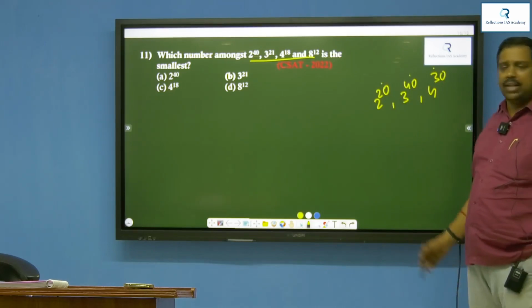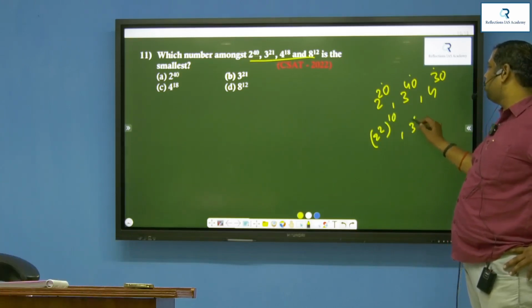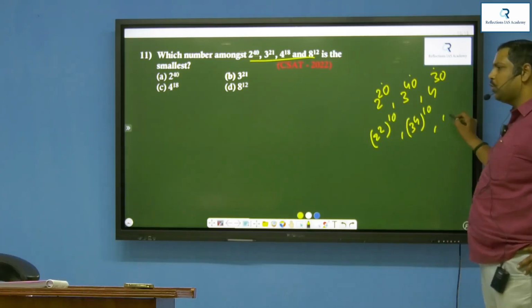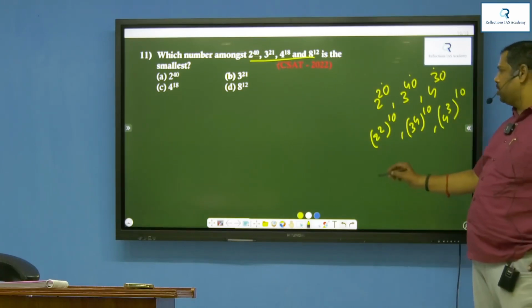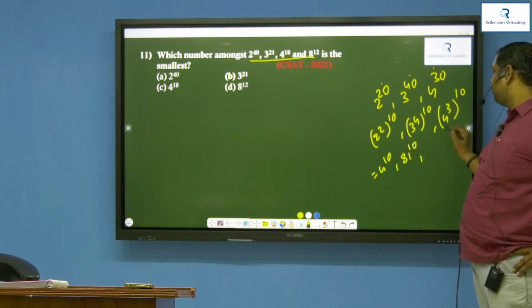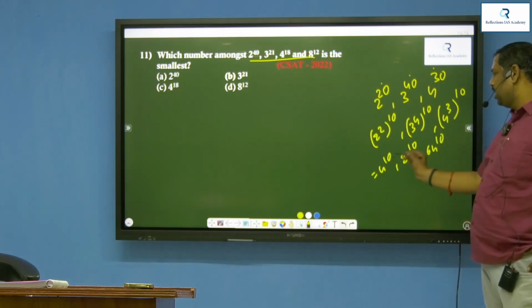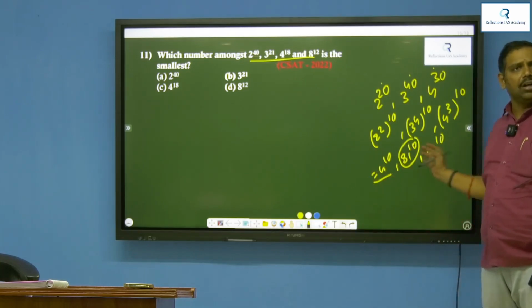Right or wrong? Okay, then I will write it as 2 square power 10, 3 power 4 power 10, 4 cube power 10. Can I write like this? 2 square means how much? 4 power 10, 81 power 10, and 4 cube means 64 power 10. So now you can easily decide this is the greatest, this is the least. Means ascending order also the game is over.